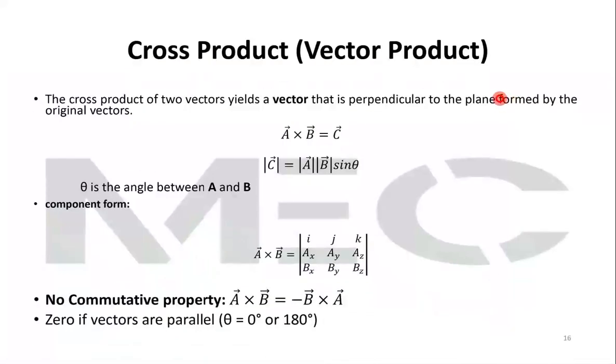Let's talk about cross product or vector product. The cross product of two vectors yields a vector that is perpendicular to the plane formed by the original vectors. For example, here we have a vector A and vector B. We form a plane passing through these vectors, and we can say that the vector C is perpendicular to both of them.